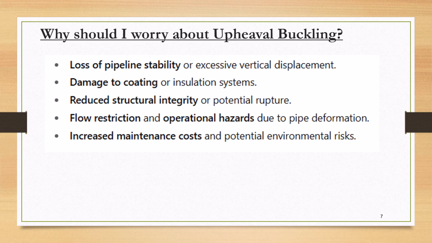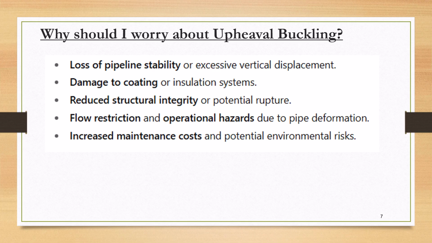This upward movement can cause excessive bending stress in the pipe wall, local plastic deformation, coating damage or disbondment, fatigue or eventual rupture. Even a small uplift can compromise the mechanical integrity of the pipeline. Next, it can expose the pipeline to external damages.